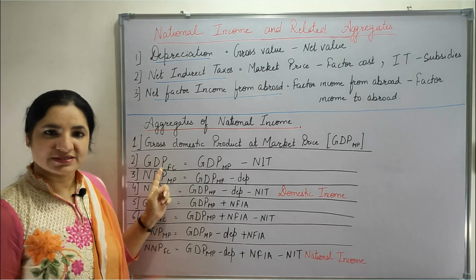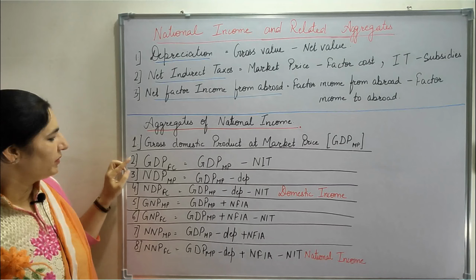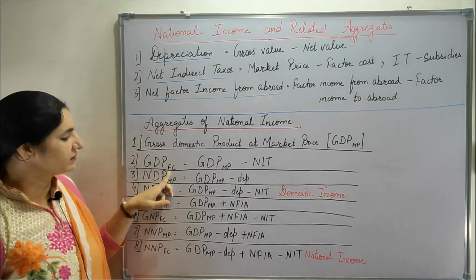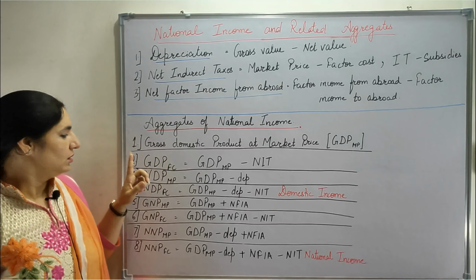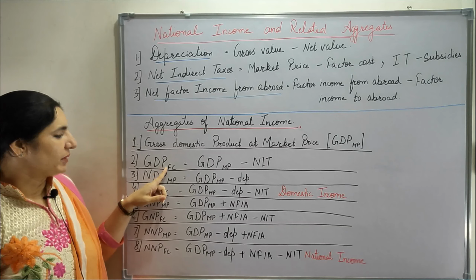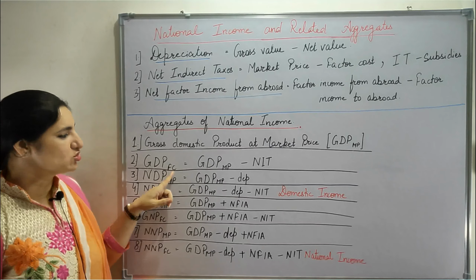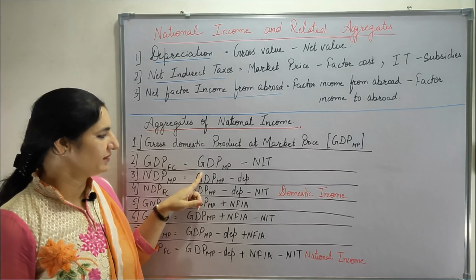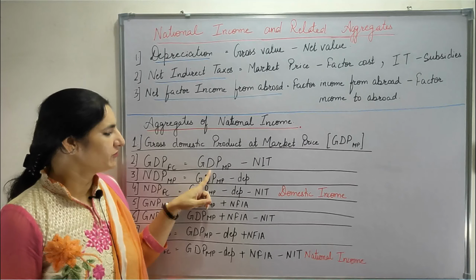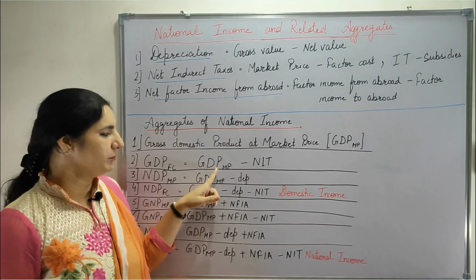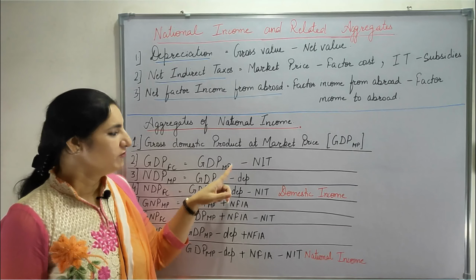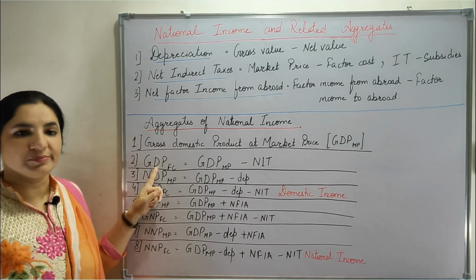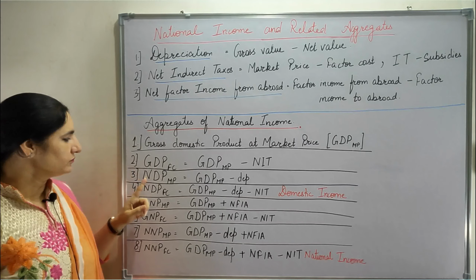GDP at FC is the second aggregate. GDP at FC means gross domestic product at factor cost. Gross domestic product at factor cost is to be arrived from our basic aggregate GDP at MP. If from GDP at MP we deduct NIT, we will arrive at GDP at FC.